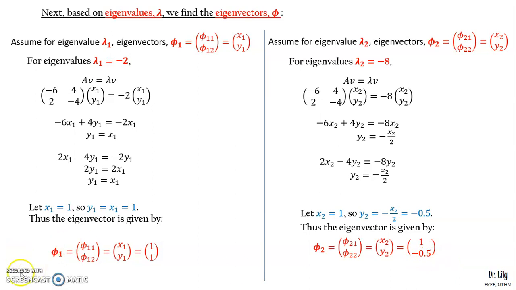Once you have the eigenvectors, we need to check whether the eigenvectors are linearly independent or not. So how to check? You need to calculate the determinant value. So you put back the values of V11, V21, V12 and V22, and then calculate the determinant value.